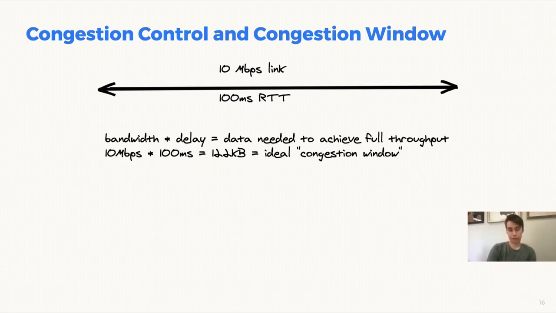And to do this, it's just simple math. You take the link speed, you multiply by the round trip time, and you get something called the bandwidth delay product, or BDP. And the BDP is also a sort of idealized congestion window, which is the amount of data that a server should have sent to maximize the throughput here.